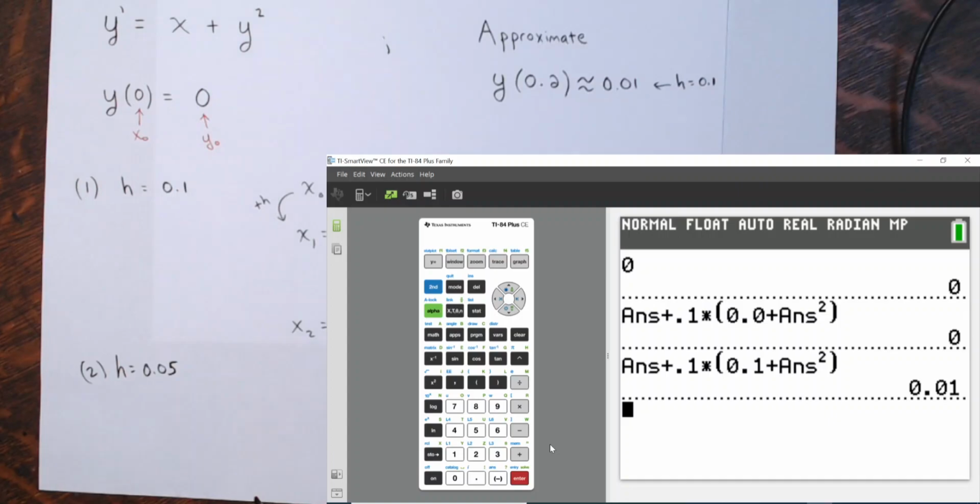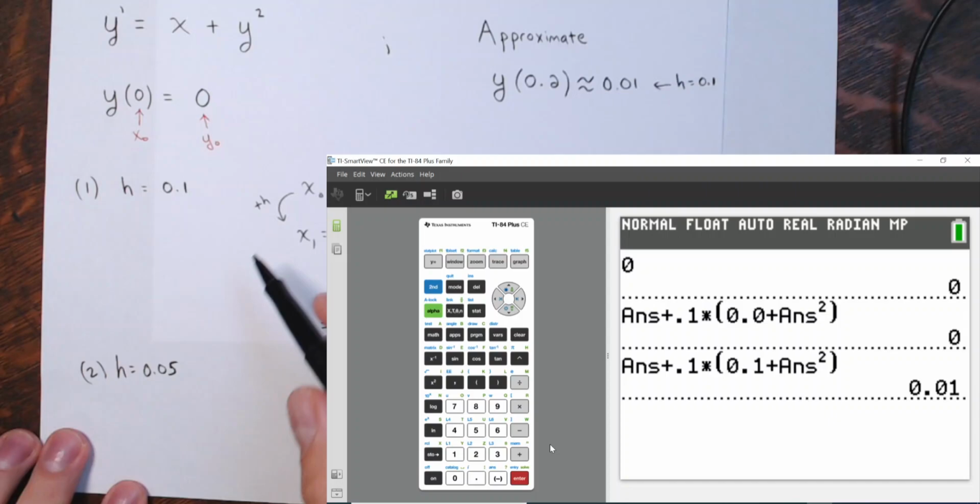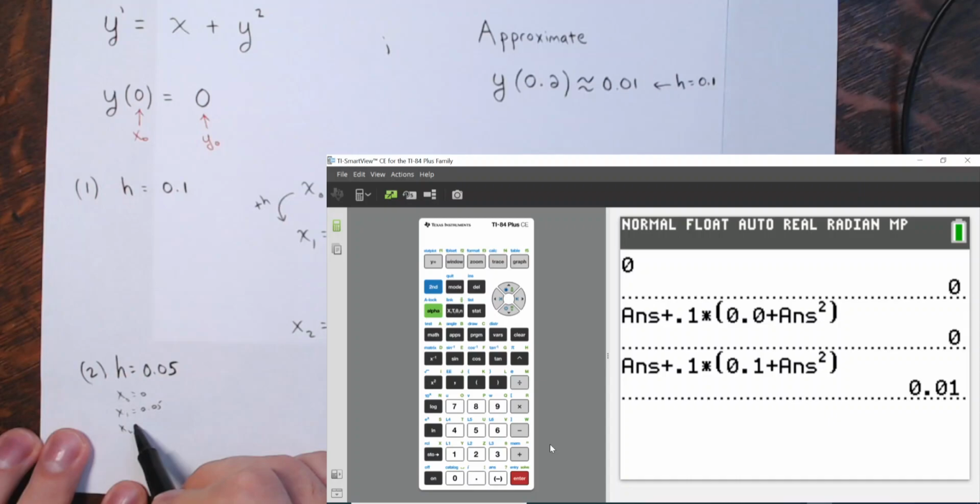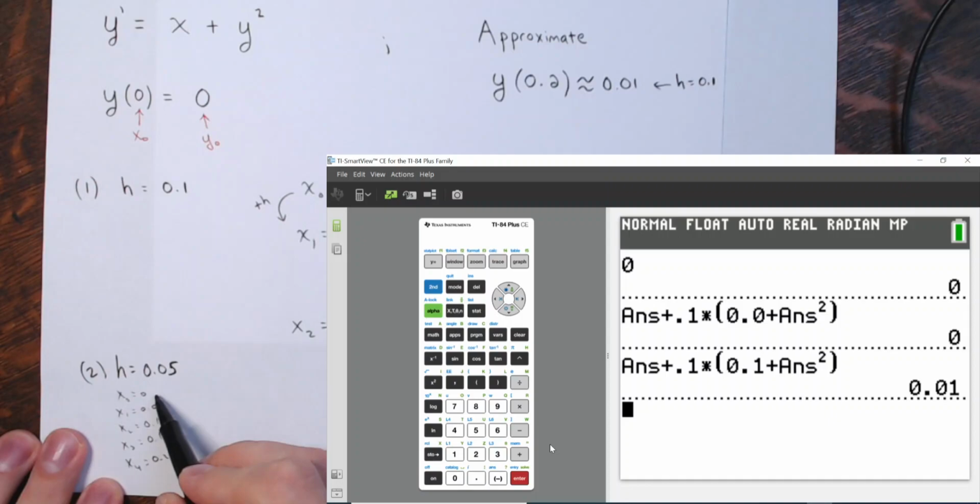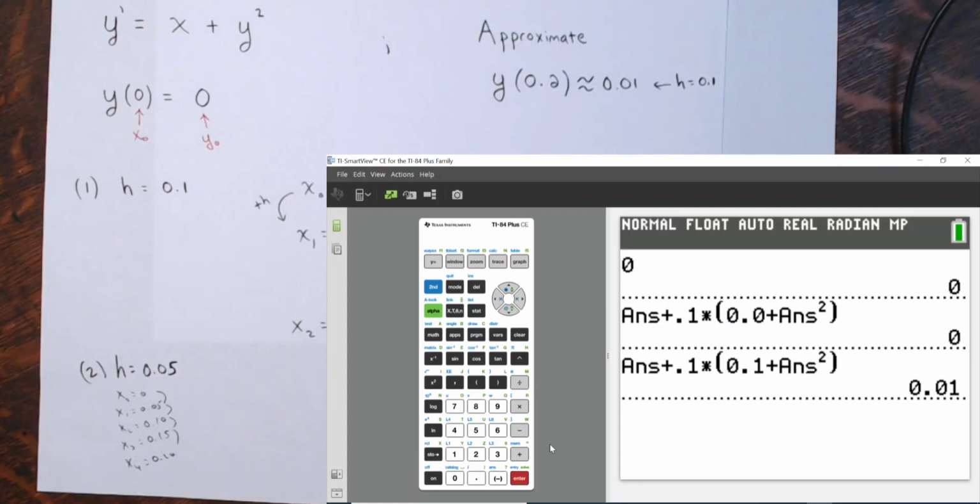So again, there'd be 4 steps, right? x0 would be 0, x1 would be 0.05, x2 would be 0.10, x3 would be 0.15, and then x4 would be 0.2, right? So 1, 2, 3, 4 steps, just like earlier, right? Because it just cuts this in half, right? 1/10 to 1/20, that's half. So you double the steps that you take. And I'm just going to go straight to that numerical solver.